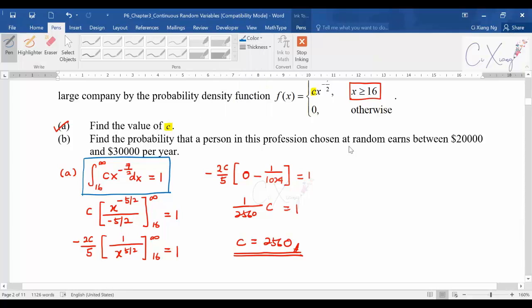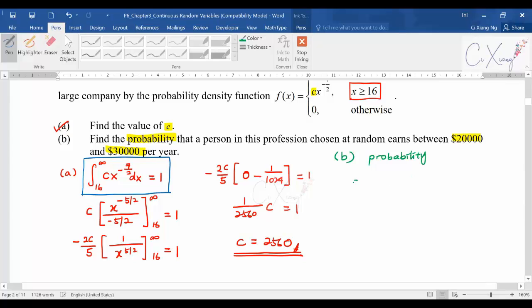Okay, then now let's continue to part B. For part B, they want to find the probability that a person in this profession chosen at random earns between 20,000 to 30,000 per year. So you want to calculate the probability. So how can you get a probability here?